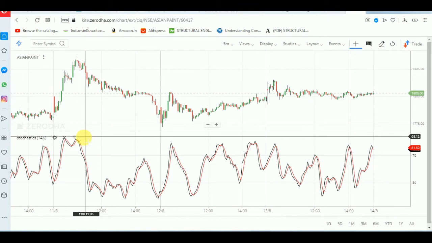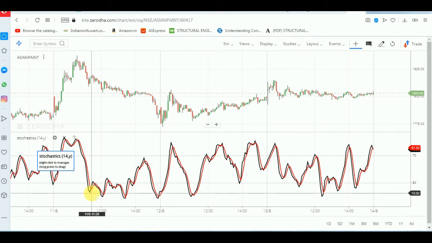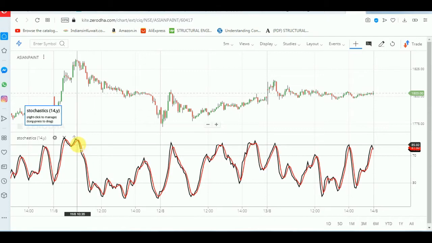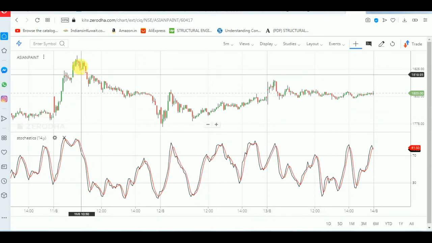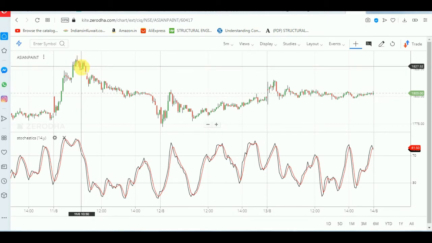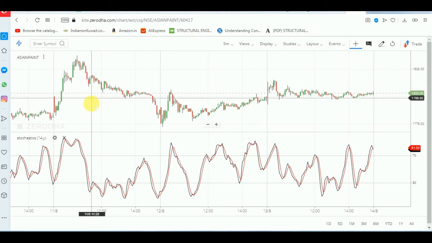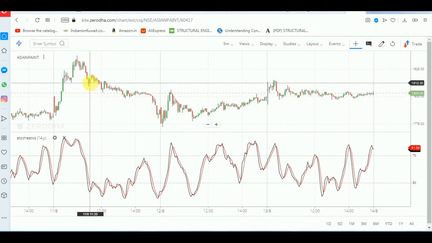So in the same way here also, from the overbought region to the oversold region, you can see this particular candle. If you enter here, and then here we would have exited. So this is a good movement basically.